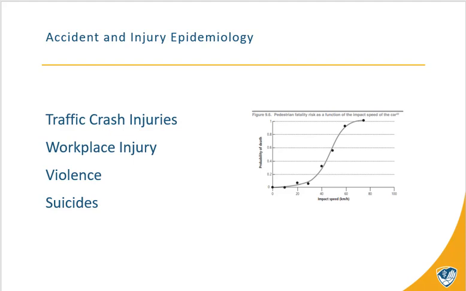Other situations where there is this S-shaped dose-response curve include those seen in workplace injuries, violent events, and suicides.